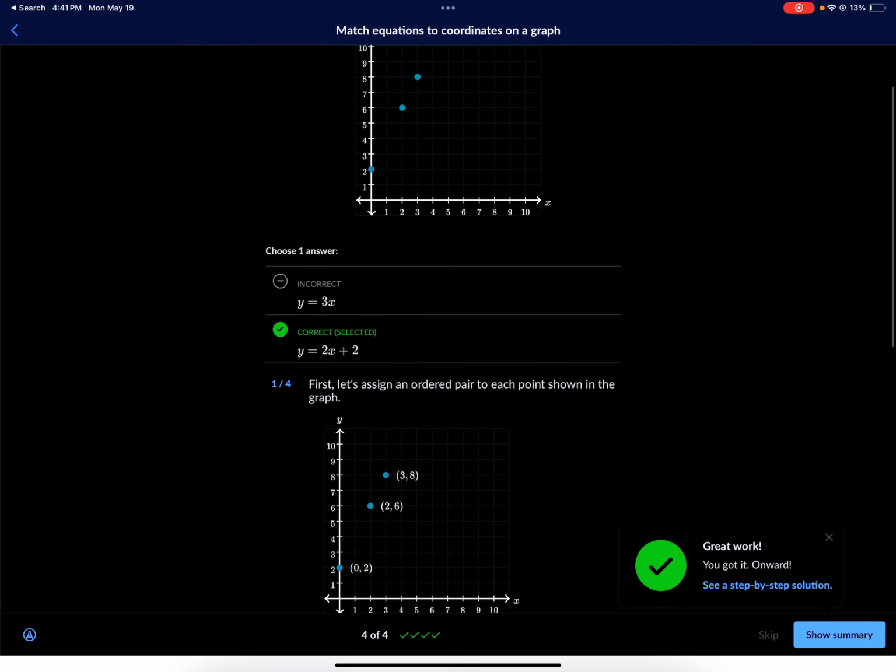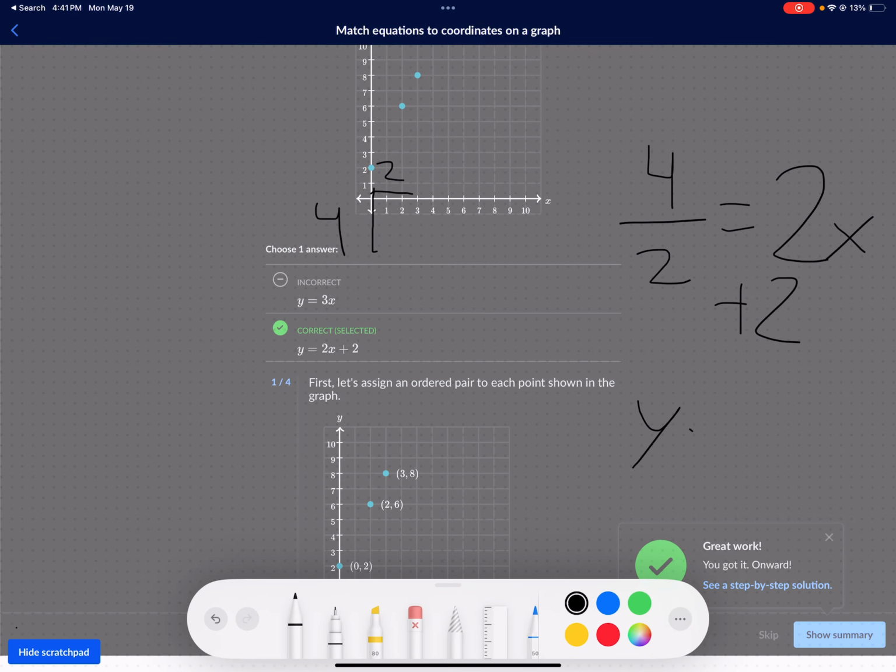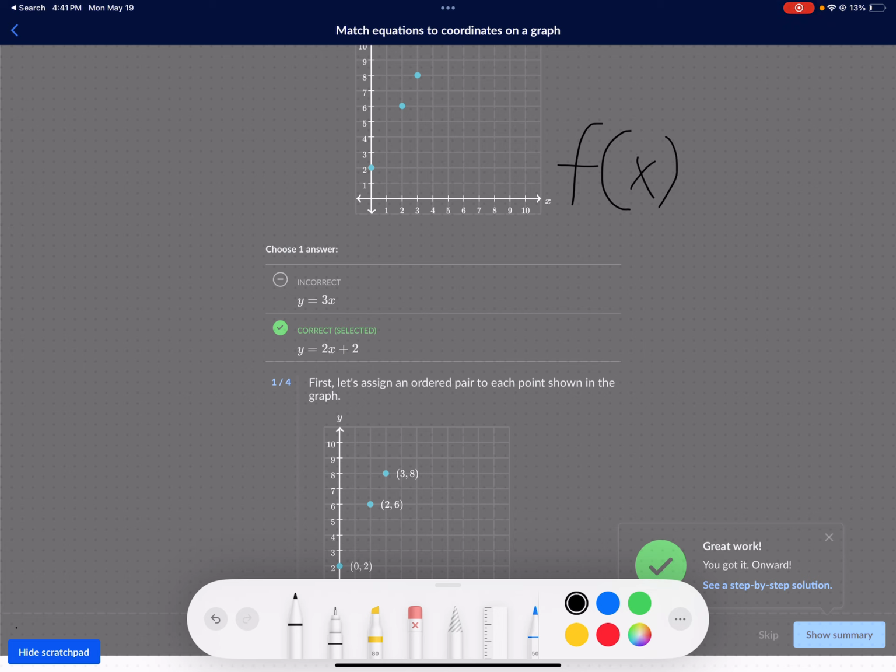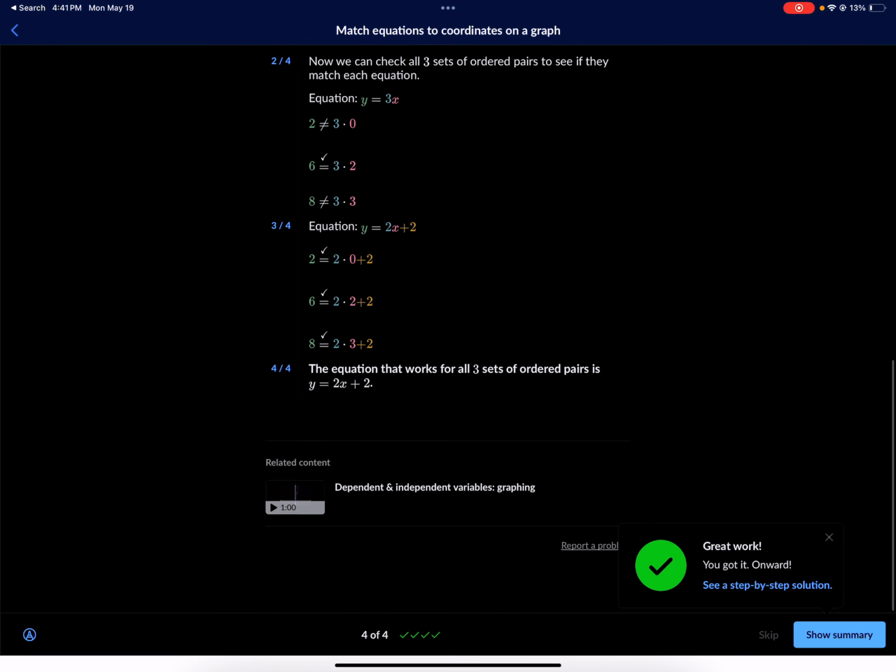And when you're putting your answer, make sure it's y equals, because if you just put 2x plus 2, your teacher will count that wrong. f of x will work as well. Your teacher starts with y, but eventually you will be doing more of this. See what this is? This is known as a function, and functions do work as y, but you'll use that as well.